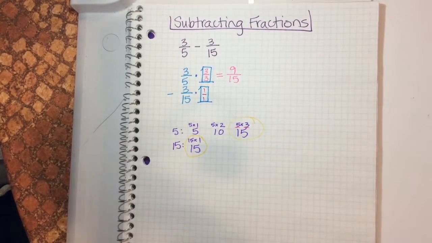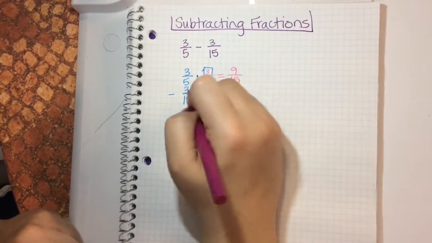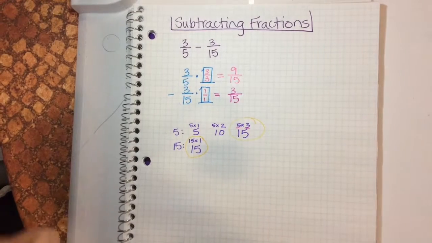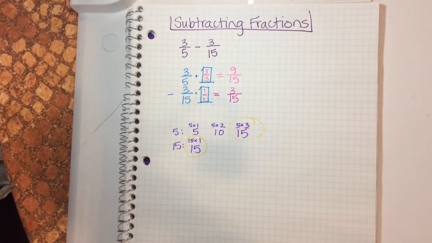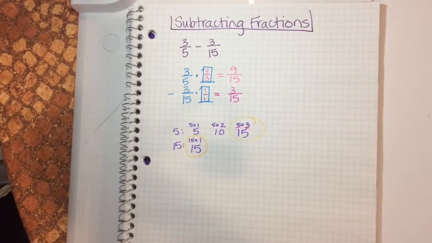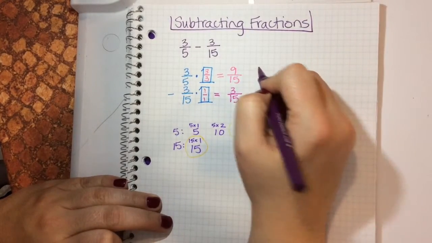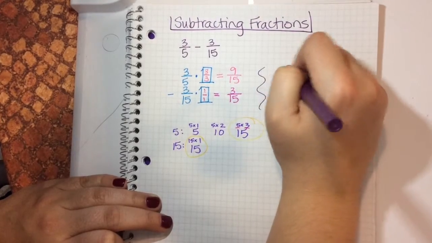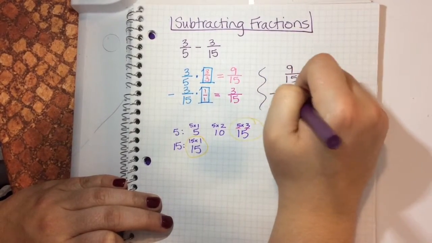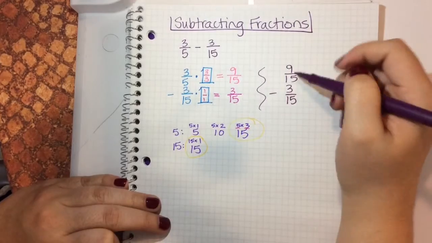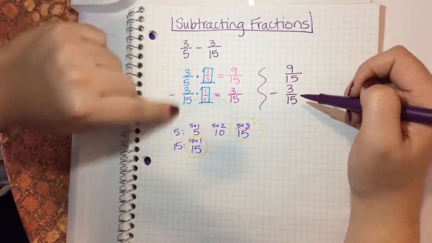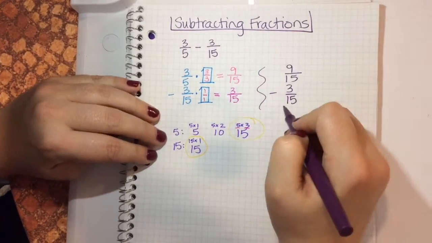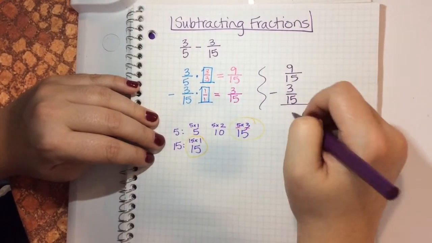And then I'm just rewriting this one. 3 times 1 is 3. 15 times 1 is 15. So if I rewrite this fraction now, I'm going to just write it off to the side. Now I've got 9/15 minus 3/15. These fractions are still equivalent to the fractions I started with. Now they just have the same denominator, so I can combine them much more easily.